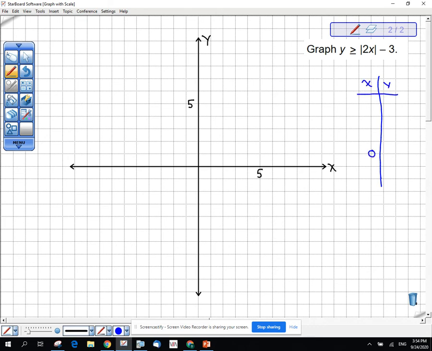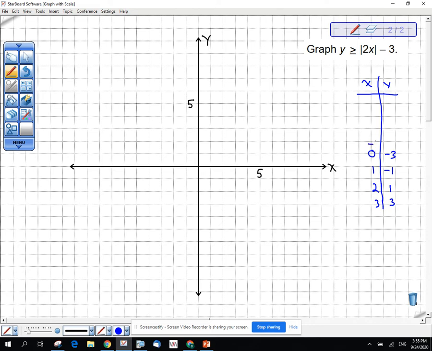And I'm going to pick 0. And 0 times 2 is 0. Absolute value is 0. Minus 3 would be negative 3. I'm going to pick 1. And that's going to give me 2 minus 3 is negative 1. And 2 is going to give me 1. And 3 is going to give me 3.